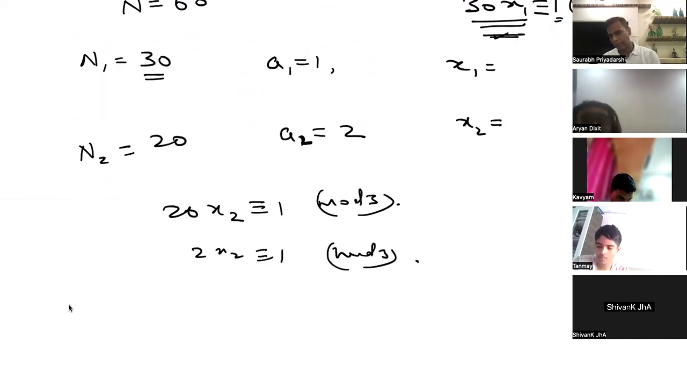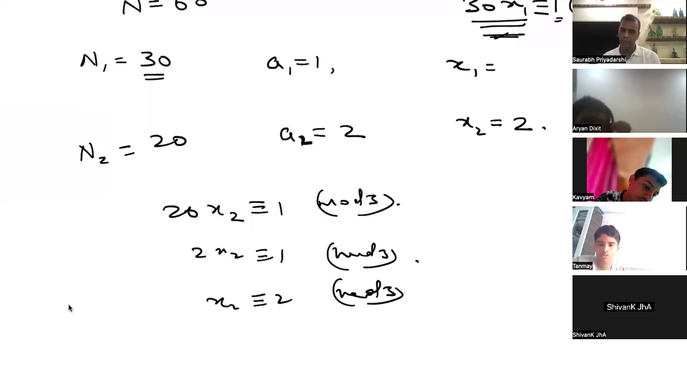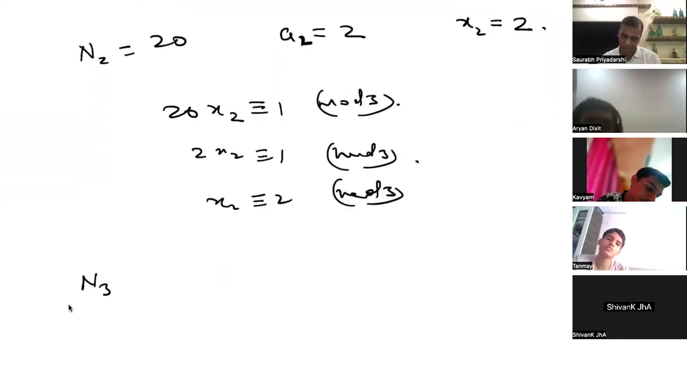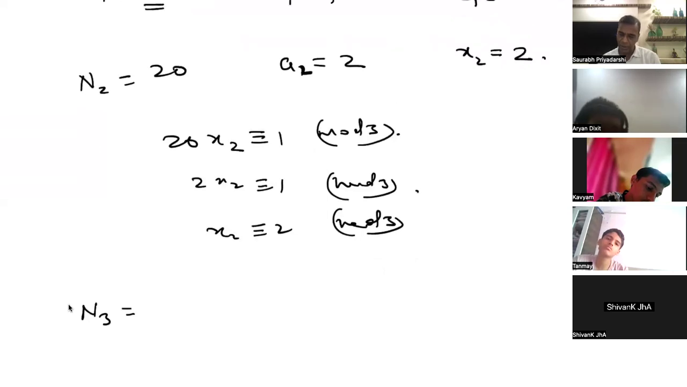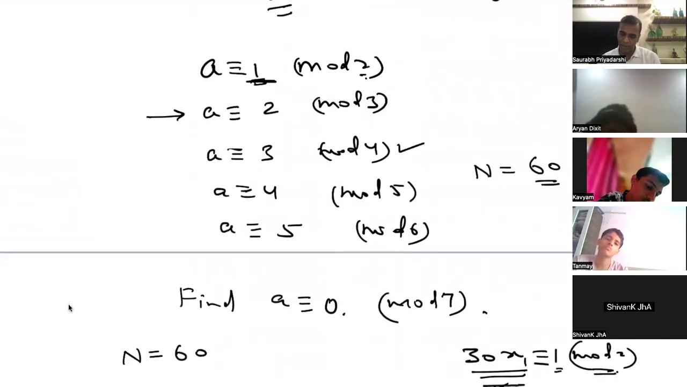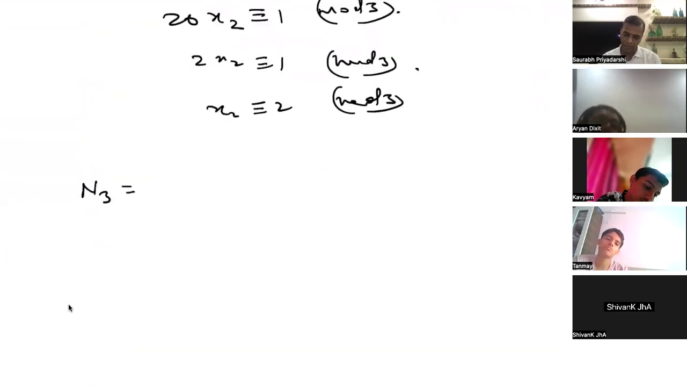Or I can say x2 is congruent to 2 mod 6, right? So this number is 2 mod 6. This x2 is equal to 2. Now we have to find n3. What is n3 in this case? n3 means I have to divide this by 4. So what am I getting? 15, right?